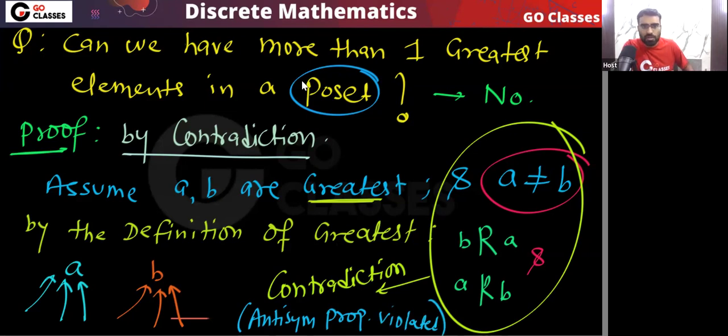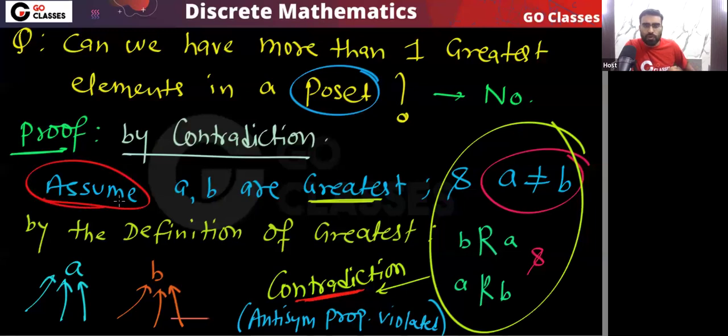So what does it mean? If you are getting a contradiction, it means your assumption is wrong. It means you cannot have more than one greatest element. Yes or no? We cannot have more than one greatest element. Is this clear? Please let me know. So, a very simple proof, right?